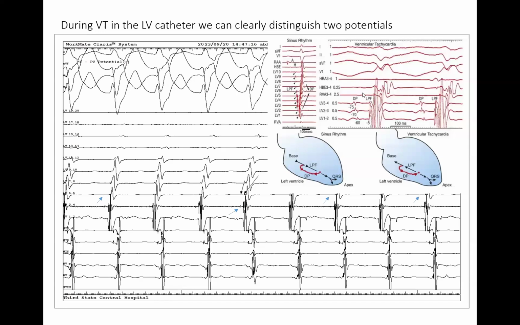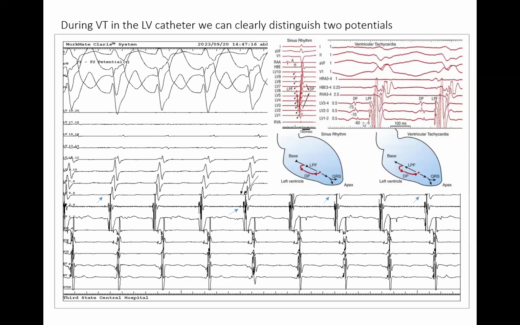This is a very famous paper by Japanese doctors. They said that during sinus rhythm, the diastolic potential is a very slow potential that comes out after the V. The sequence is A, His, left posterior fascicular potential, V, and then the diastolic potential. But during the ventricular tachycardia, the diastolic potential comes out before our fascicular potential.